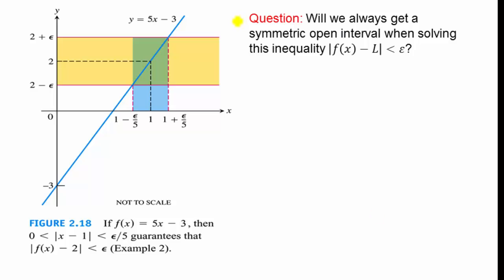Now, it so happened in the previous problem that we had a symmetric open interval centered at 1. Now, do we always get a symmetric open interval when solving this absolute value of f of x minus L less than epsilon? Well, let's see. We can answer that in the next problem.